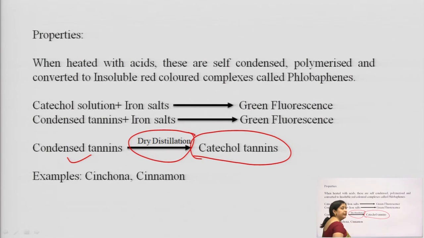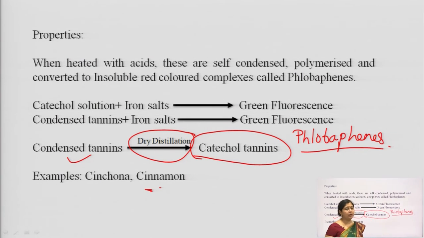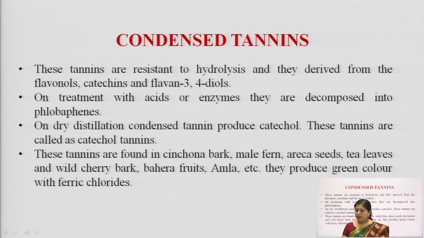produce catechol tannins. They are generally not gallic acids or pyrogallols, but they are decomposed products. They generally decompose to produce phlobaphenes. Such compounds are known as the condensed tannins. Okay. So, these tannins are resistant to hydrolysis and they are derived from flavanols, catechins, flavan-3,4-diols. On treatment with acids or enzymes, they are decomposed into phlobaphenes. On dry distillation, condensed tannins produce catechol and these tannins are called catechol tannins.